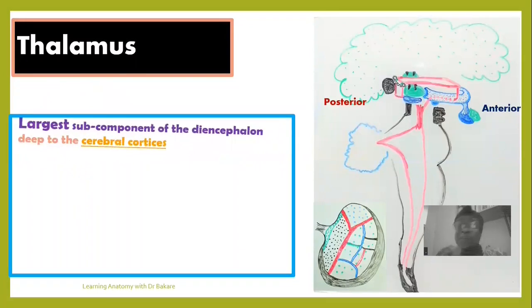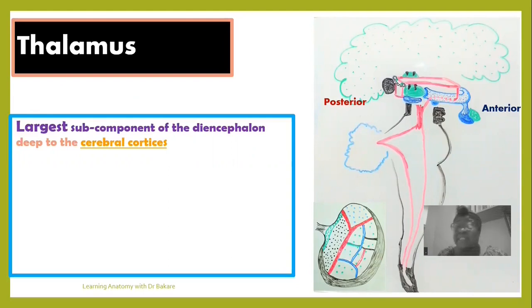Thalamus is the largest subcomponent of the diencephalon. If you go through my lecture on diencephalon, you will know that we describe the diencephalon as being sandwiched between the cerebrum hemisphere and also the midbrain. This is where we have the cerebrum hemisphere here harrowed in green, and inferior to this region, we have the midbrain here that is harrowed in black. So in between these two regions is where we have the diencephalon.